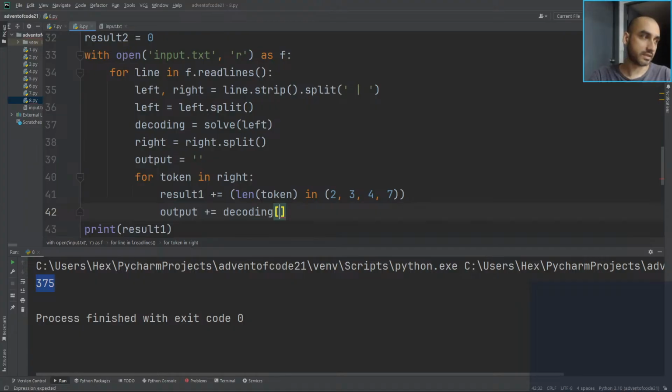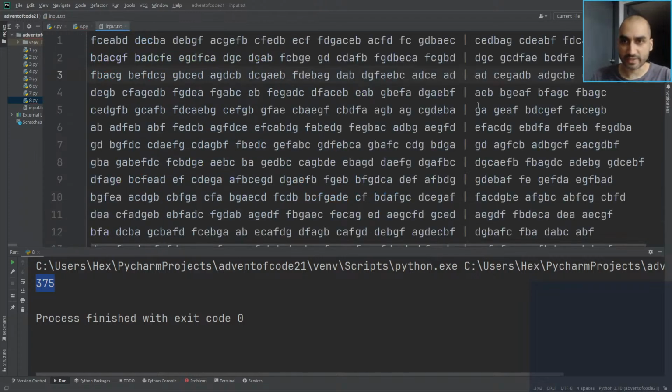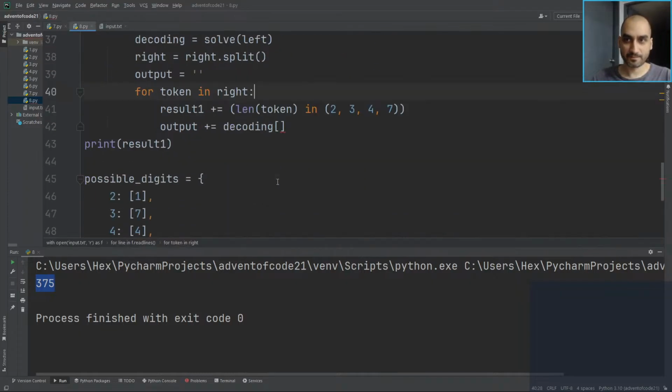No, wait. The order does matter here. Unless they always kept the order between the left and the right side, but I don't see any reason why they would. We shouldn't assume it. A, D, B, G, C, F. A, D, B, G, C, F. Yeah, they do actually mix up the order. Fine.